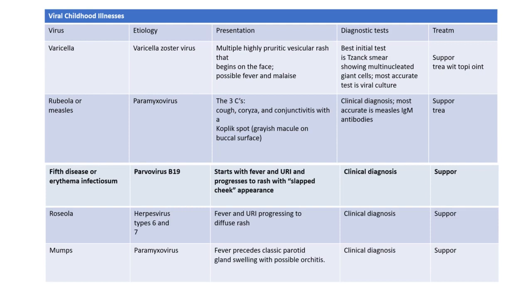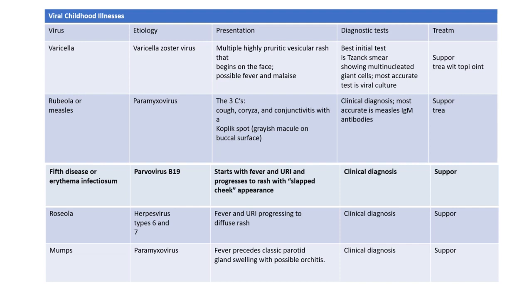Here on this table, we'll discuss some viral childhood illnesses. Let's start with number 1, varicella. Etiology is varicella zoster virus. The clinical presentation is multiple highly pruritic vesicular rash, which began on the face, with possible fever and malaise.